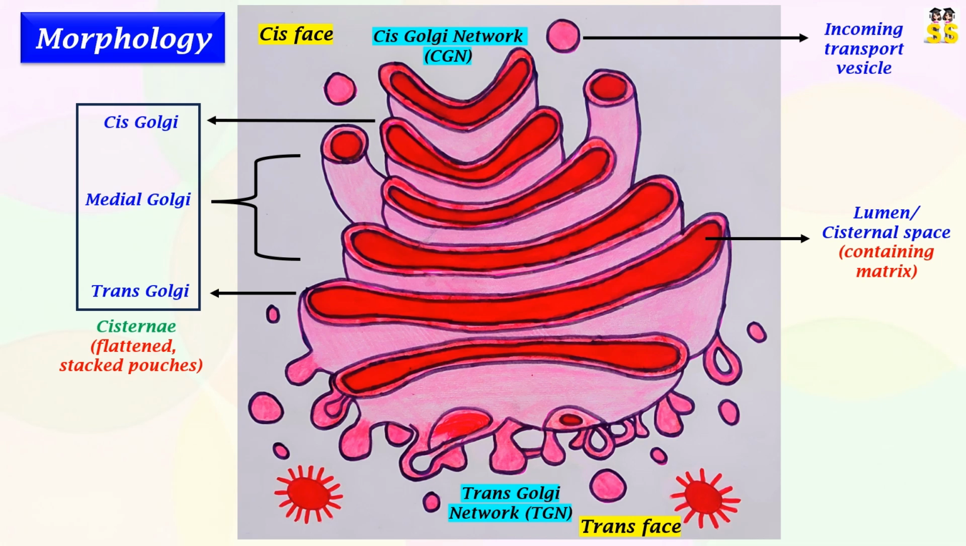These are the incoming transport vesicles that move proteins and other molecules to the Golgi apparatus for further sorting. Next, newly formed vesicles, budding from the cisternae at the trans face, carry the modified cargo proteins and lipids, and deliver them to their target destinations.